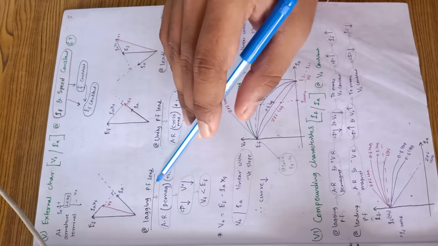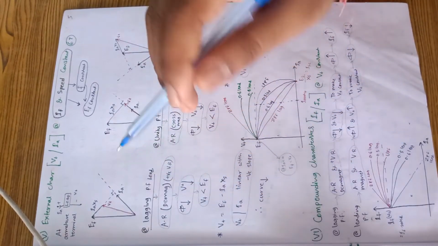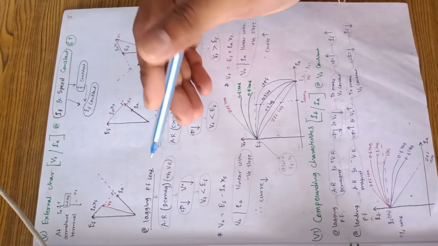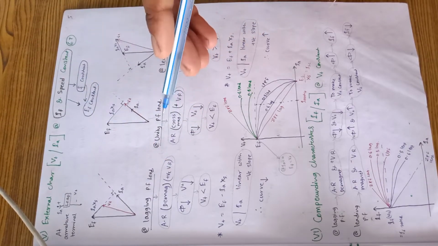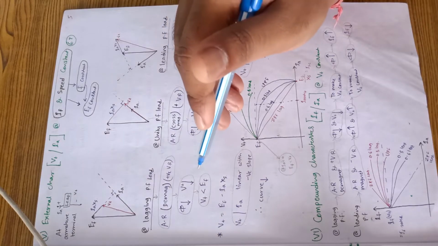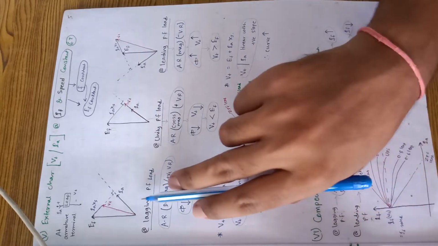We have already studied that when we have lagging power factor, the armature reaction will be demagnetizing, and demagnetizing armature reaction means positive voltage regulation. Positive voltage regulation means phi will decrease, Vt will decrease, therefore Ef is greater than Vt. This we can easily understand.